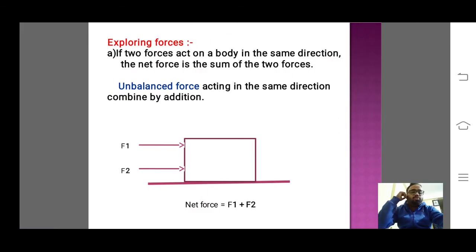Next we have exploring forces. Here you can see there are two forces, F1 and F2. Both the forces are applied in the same direction. When both forces are applied in the same direction, the forces get added because they are being applied in the same direction.